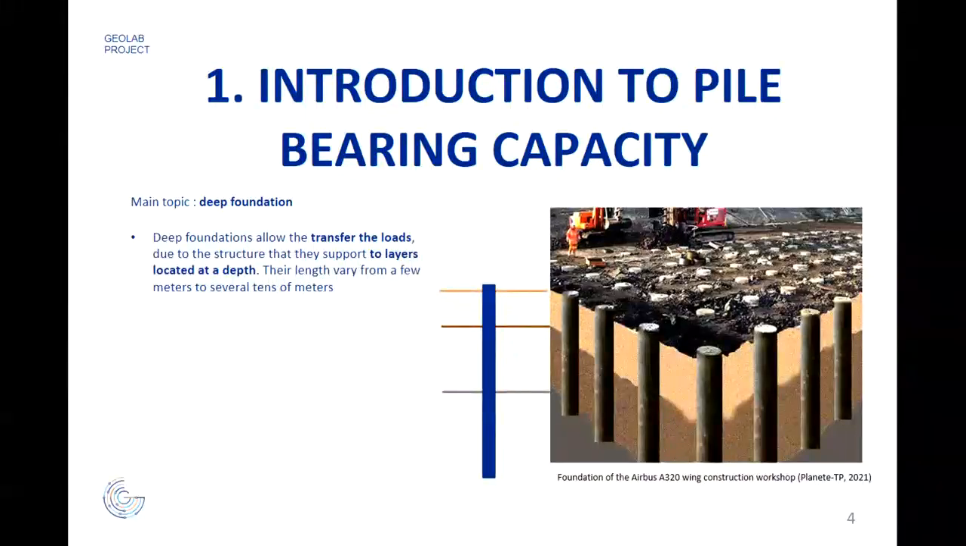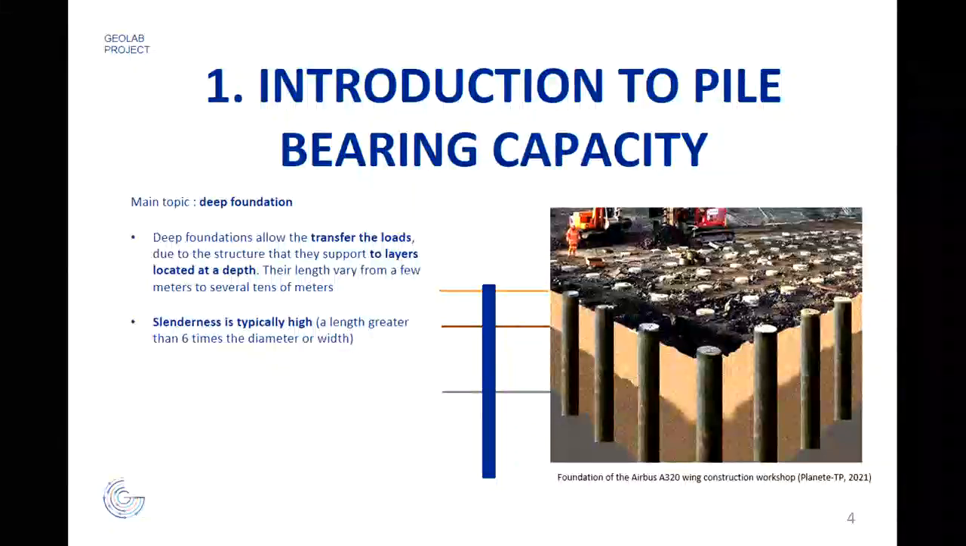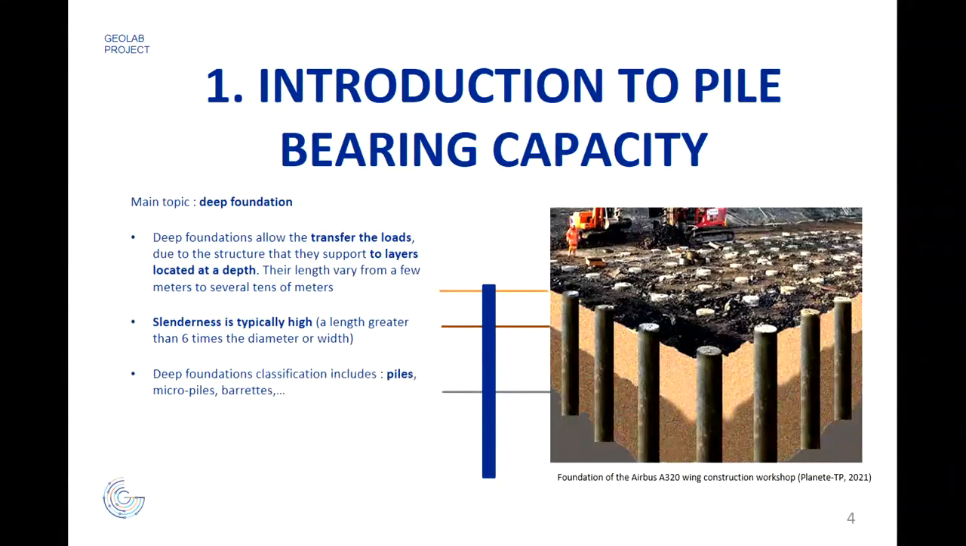And we have mainly some criteria to define piles. It's not very accurate, but a pile is slender, so the slenderness ratio is over about 6. And among the deep foundations, it's quite larger. We have piles, but also micro piles that are piles with a small diameter, but also the barrettes, which are structural foundation elements larger than piles, but they are calculated almost in the same way.